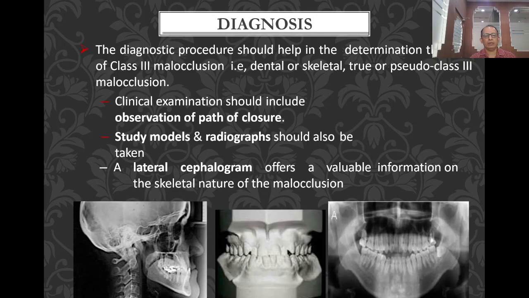Diagnosis. A diagnostic procedure should help in the determination of type of class 3 malocclusion, that is dental or skeletal or pseudo class 3 malocclusion. This is by clinical examination, which includes the observation of path of closure. Then study models and radiograms should also be taken. A lateral cephalogram offers valuable information on the skeletal nature of the malocclusion.